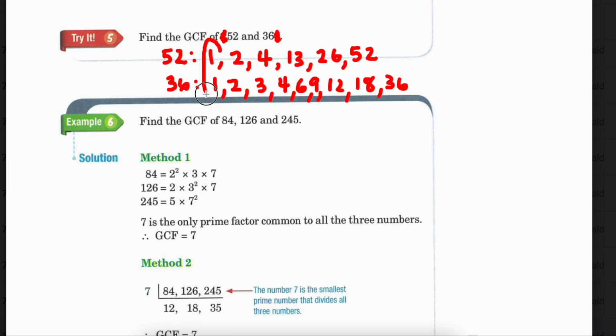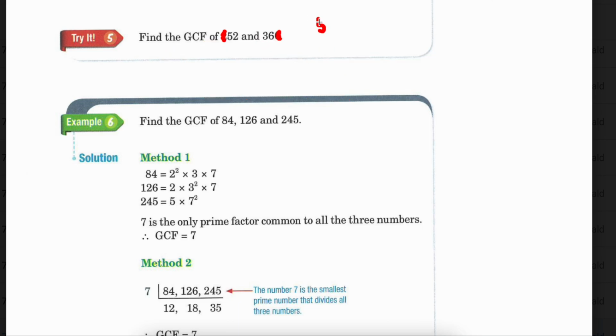I'm going to circle our common factors. 1, 2, 4, and that's it. I almost circled a 6, but that's a 26 and a 6. So our greatest common factor is 4. Hopefully you got that. Now let's try the prime factorization method.